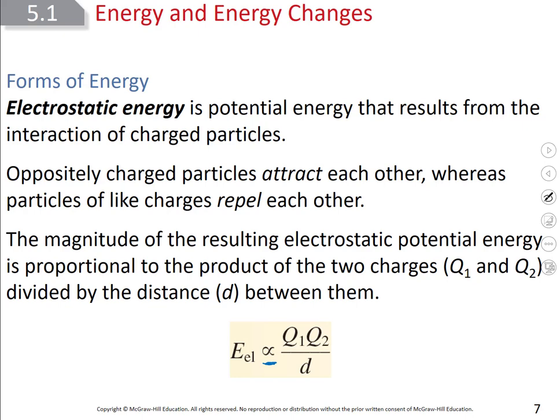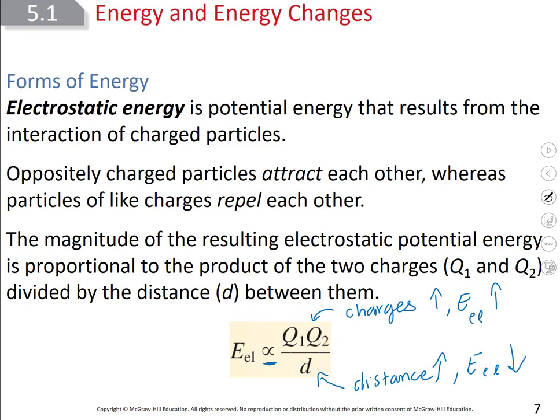So what are these variables? Q1 and Q2, these are the charges of the particles. Charges. So as the charges go up, what happens to my electrostatic energy? Does it go up or down? It goes up. Good. On the bottom, D is the distance between them. What happens as the distance increases? What happens to our electrostatic energy? Goes down. Good. Because you're making the denominator bigger, which makes the overall number smaller.